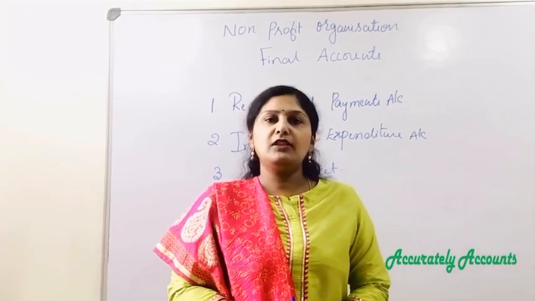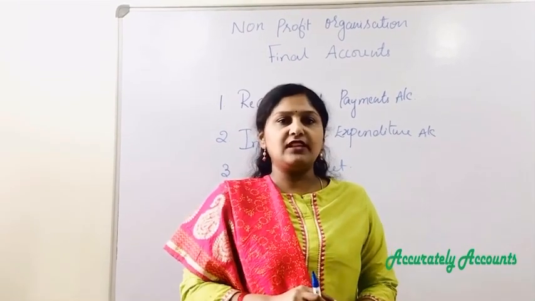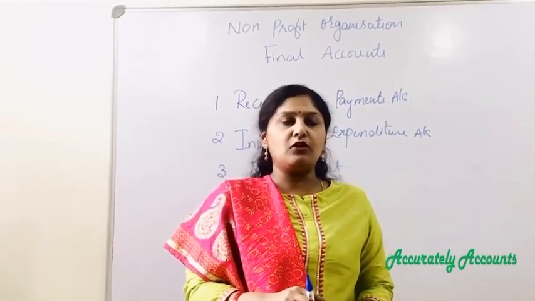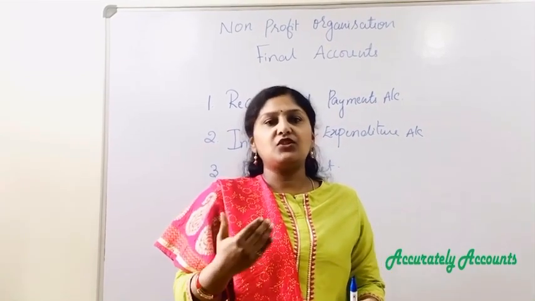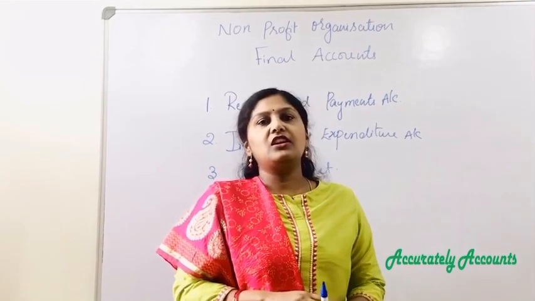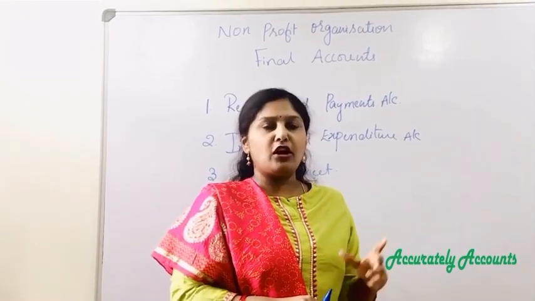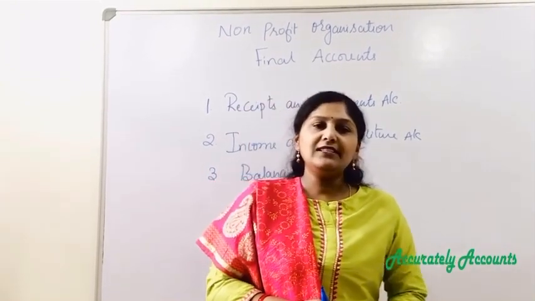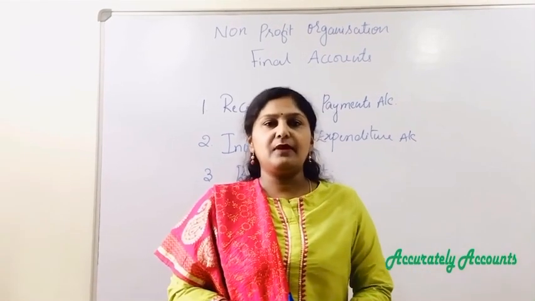Otherwise you can also apply the rule of real account. The real account rule says debit what comes in, credit what goes out. Whatever cash receipts you receive, you can put on the debit side, and the payments generally made for different expenses can be recorded on the credit side. Now let us see what is the exact meaning of the receipts and payments account.